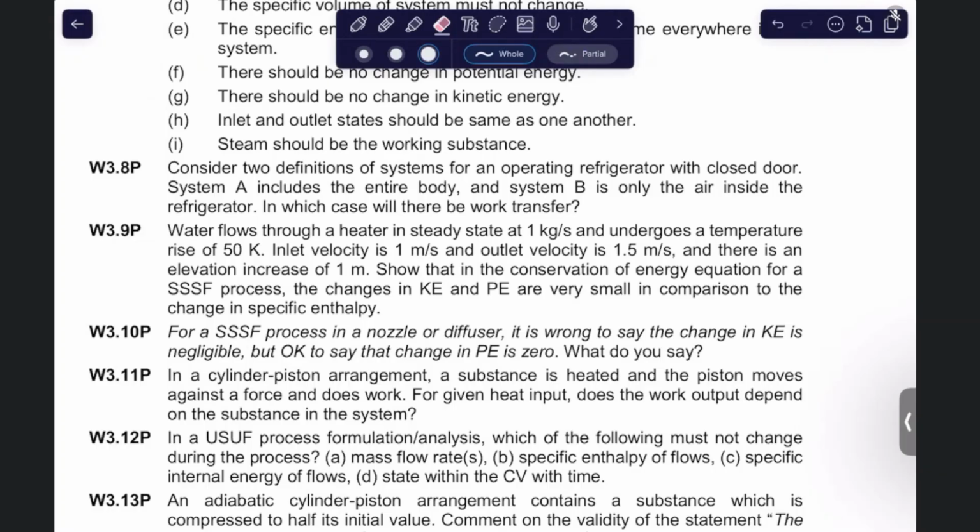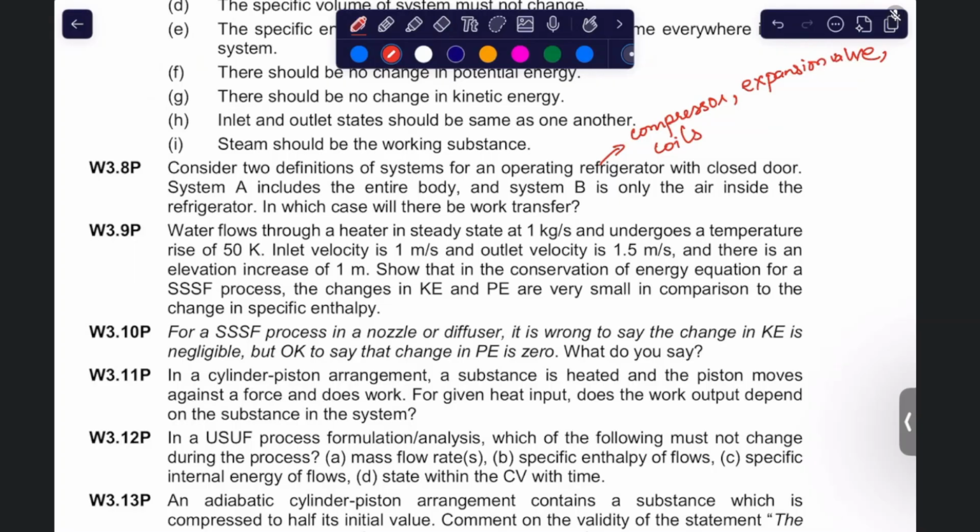So system A, when we are thinking, it's the entire refrigerator. The entire refrigerator will have what? There will be a compressor, then an expansion valve, then coils, etc. These are all inside the system boundary when we are thinking about the entire fridge. So the only energy exchange with surroundings will be the electrical energy input, because all the heat exchangers and everything is inside the system itself.